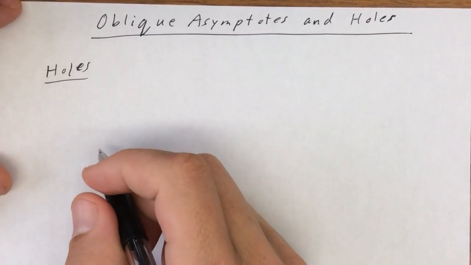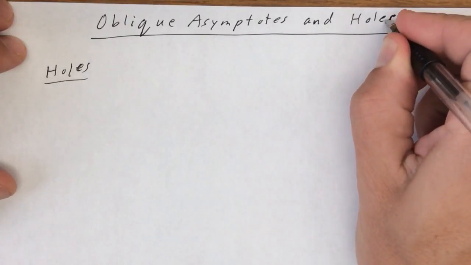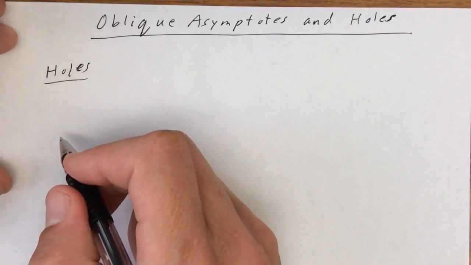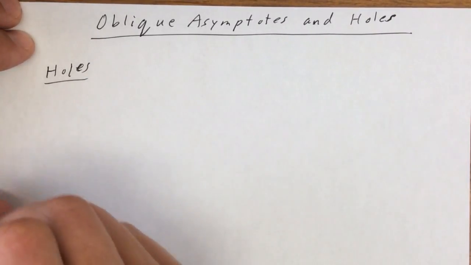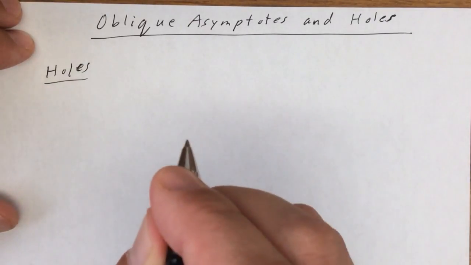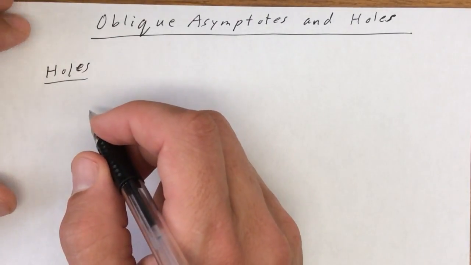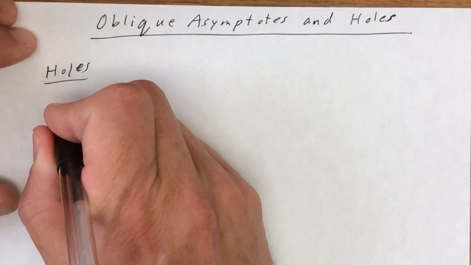Okay, now we're going to look at oblique asymptotes and holes. First we'll look at holes in a graph. This is kind of an interesting concept where the graph is a continuous function, but there's a break in it somewhere, and it's just a hole. We'll take a look at a simple function that gives us one of those.